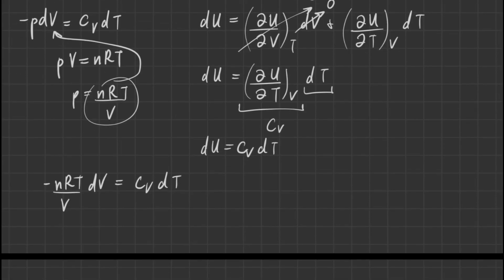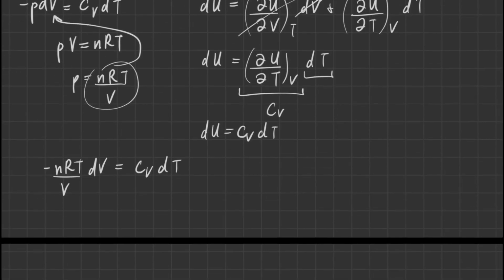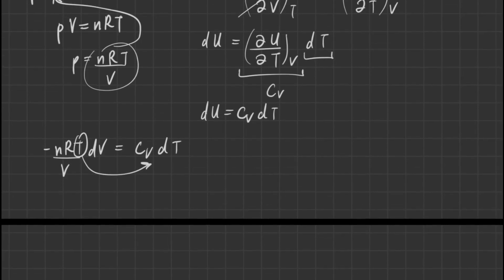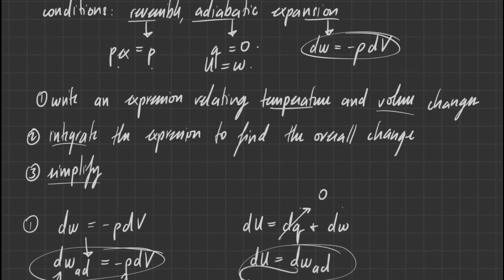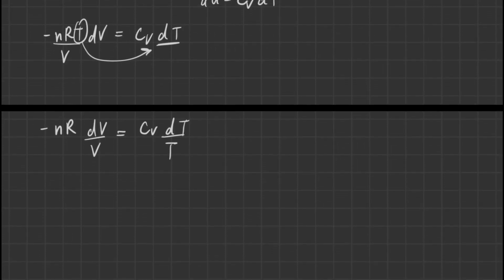So this is great, except it might be helpful to move the T variable over to the dT side. So there we have negative nR dV over V is equal to CV dT over T. This is our expression, and that is step 1. Next step is to integrate the expression to find the overall change.